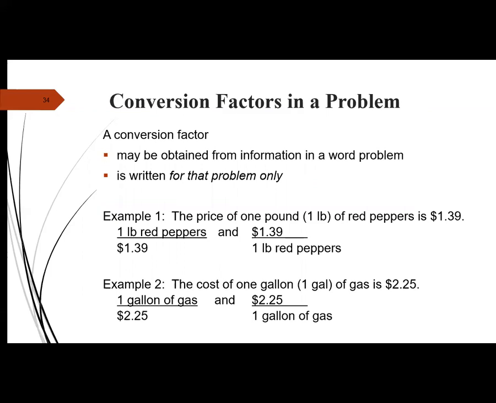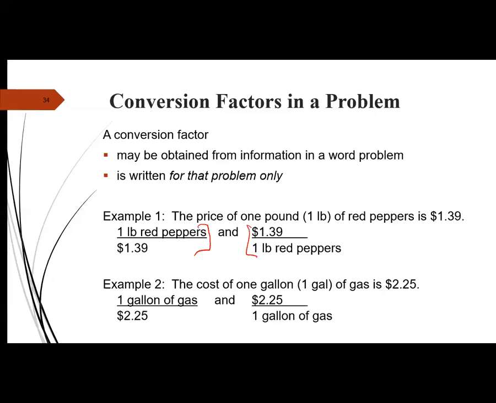We use them often in word problems where you might think of something like the price of 1 pound of red peppers is $1.39. Now that tells you that 1 pound of red peppers will cost you $1.39. So if you wanted to think about how much money that would be, you could say that as 1 pound for $1.39. So if I had 2 pounds of peppers, you could use that conversion to figure out how much money you need. On the other side, if you then had $5 and you wanted to buy as many red peppers as you could, you could use this conversion factor to convert that money into red peppers.